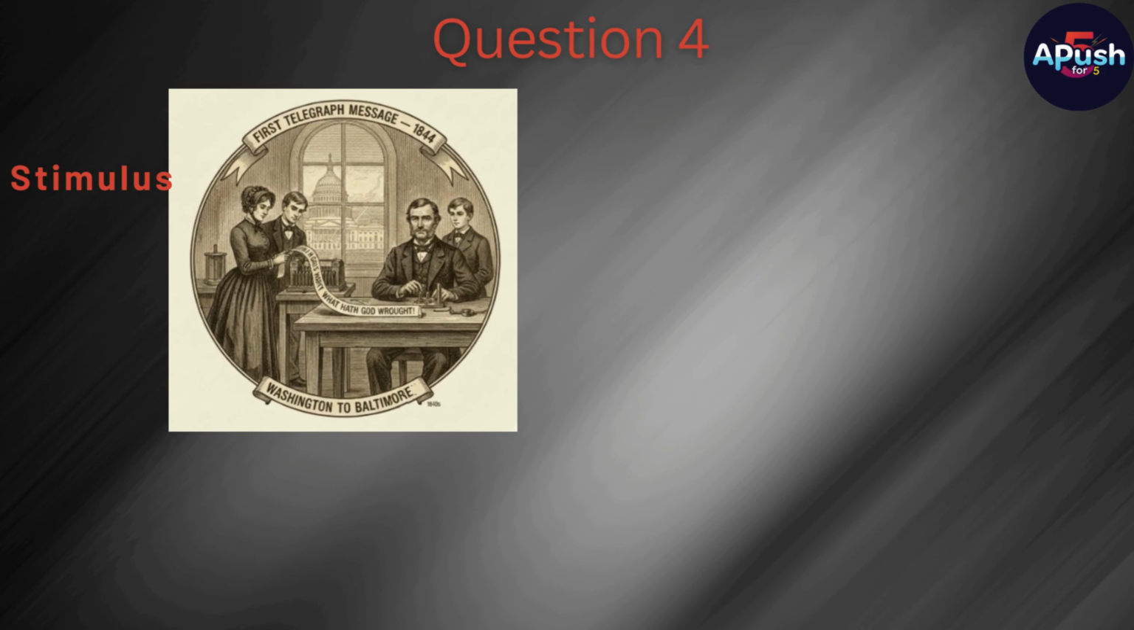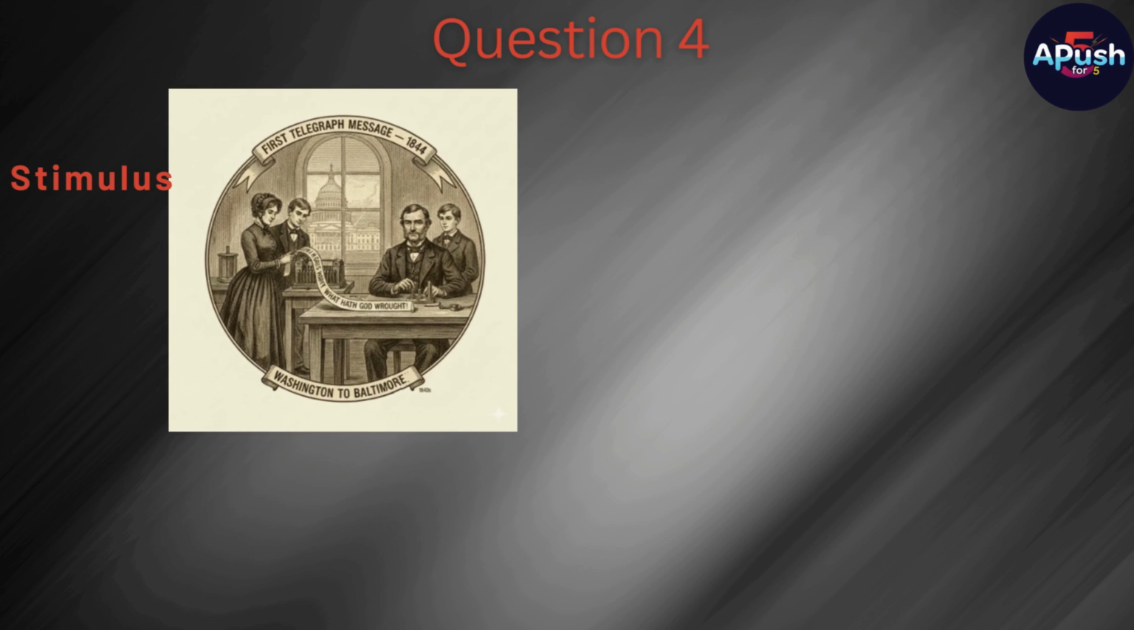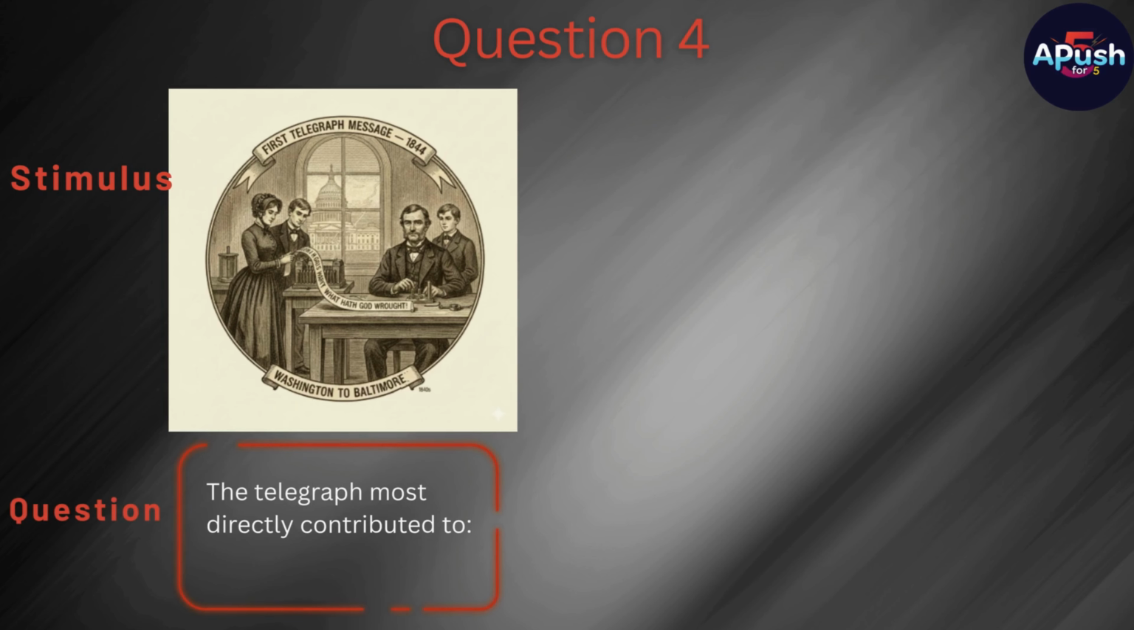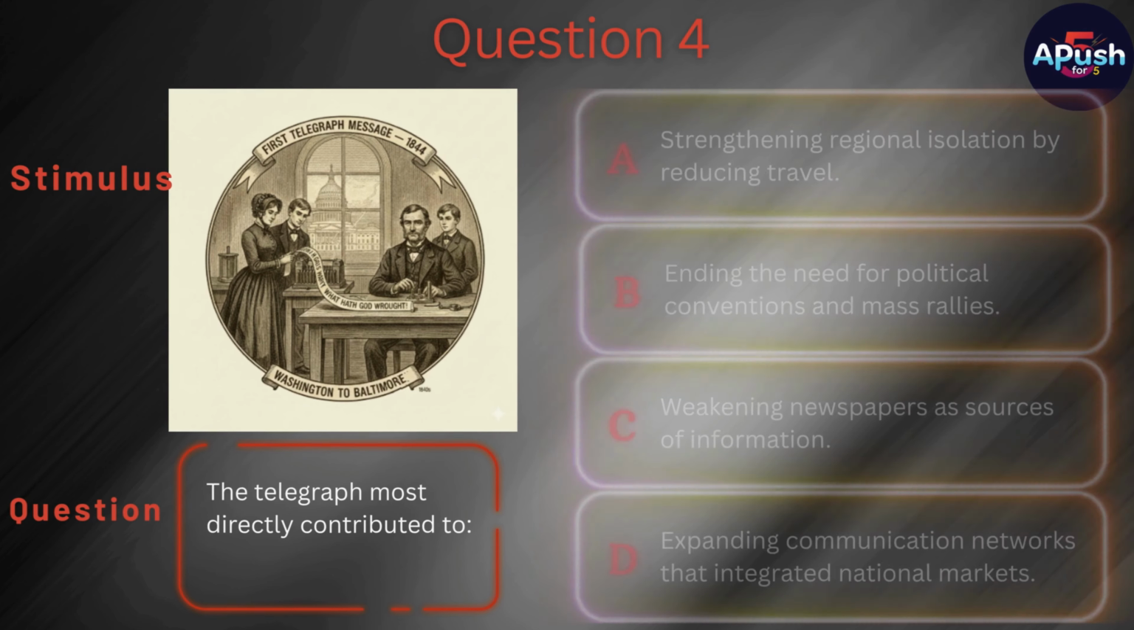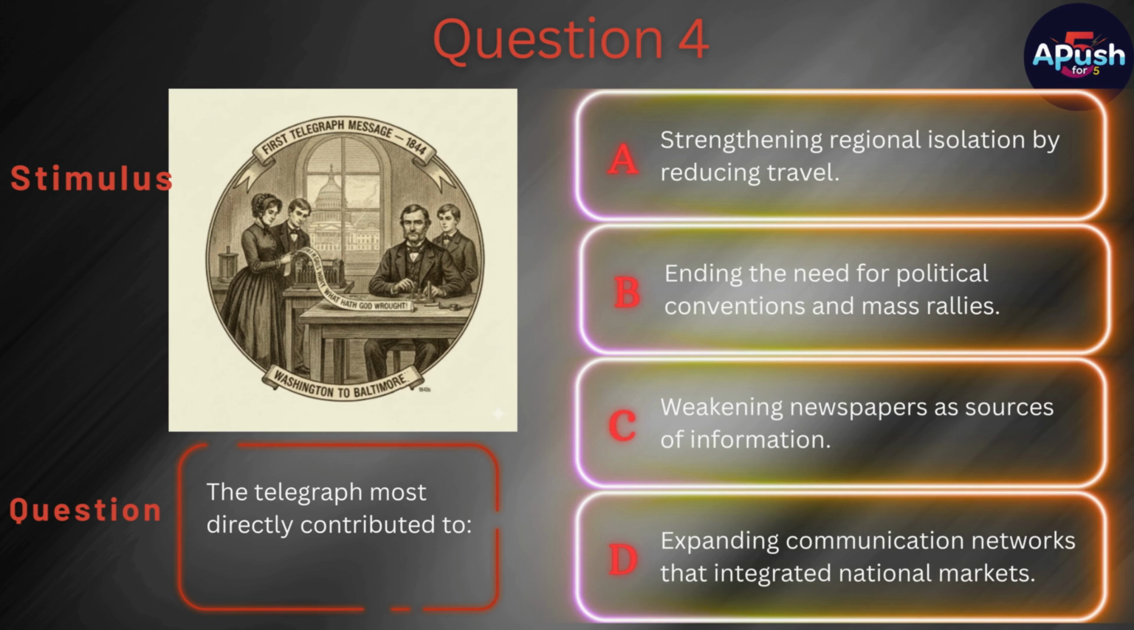Question 4. Stimulus. First telegraph message. What hath God wrought? Sent from Washington to Baltimore, 1844. Question. The telegraph most directly contributed to A. Strengthening regional isolation by reducing travel. B. Ending the need for political conventions and mass rallies. C. Weakening newspapers as sources of information. D. Expanding communication networks that integrated national markets.